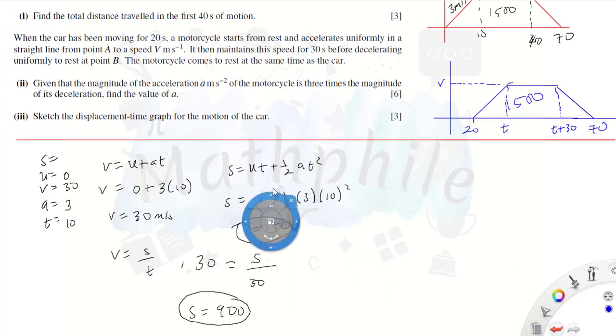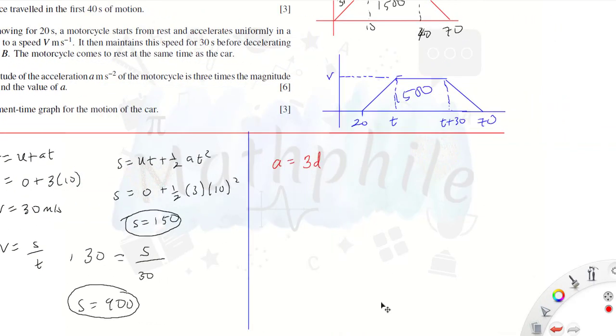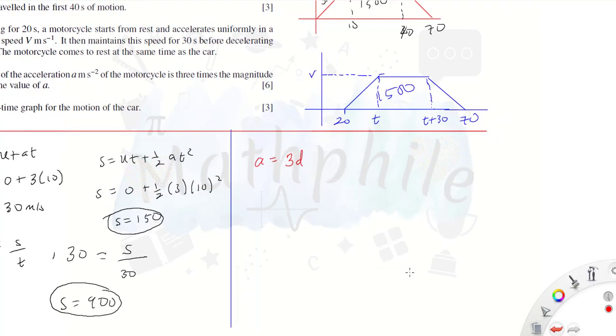Let's see. Given that the magnitude of the acceleration, a meters per second squared, of the motorcycle is 3 times the magnitude of deceleration, find the value of a. So how will you tackle this one? A will be 3 times the deceleration, so I can make the gradient of the acceleration side 3a and the other one as a. Okay, so this is a and this is d.